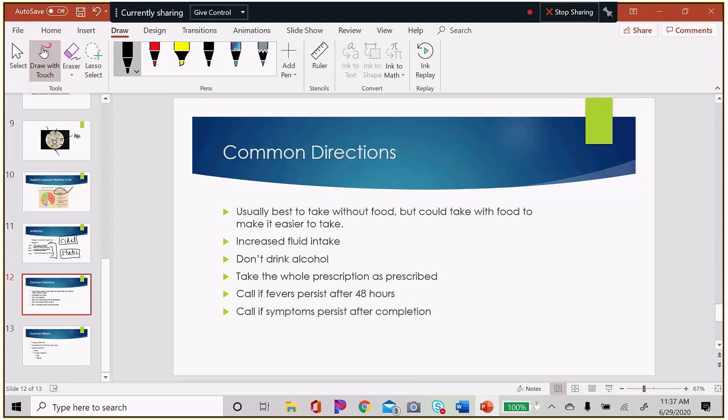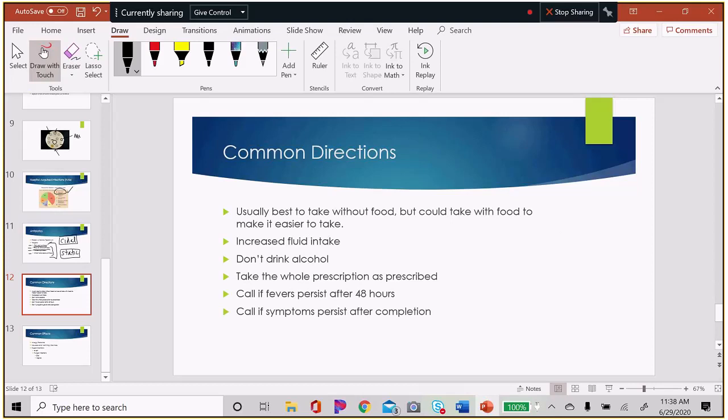The person should increase their fluid intake beyond what they usually take in, into the 2 to 3 liter range, to help prevent dehydration, just because infections increase fluid loss. You should not drink alcohol.